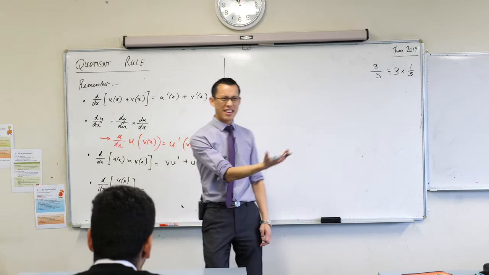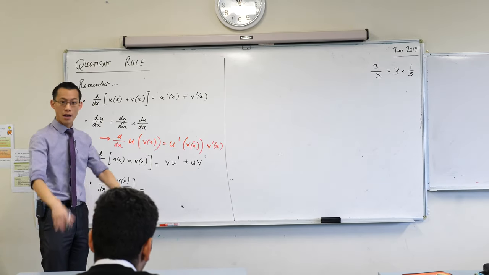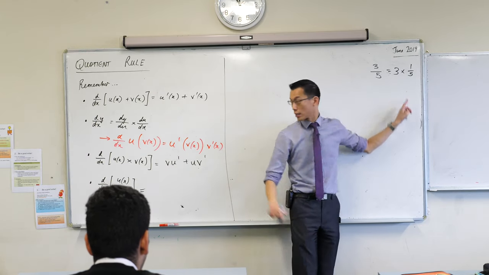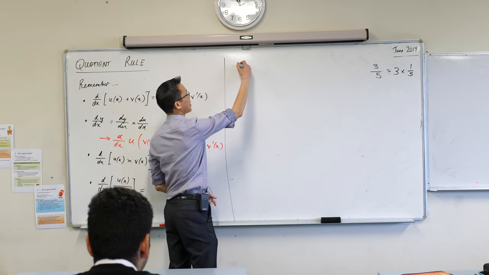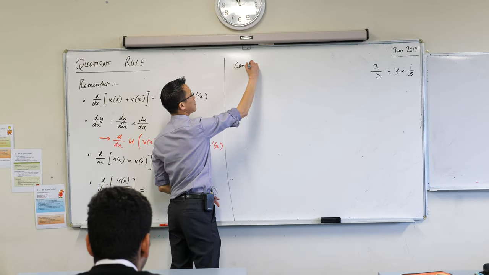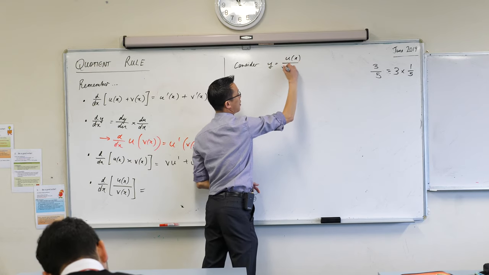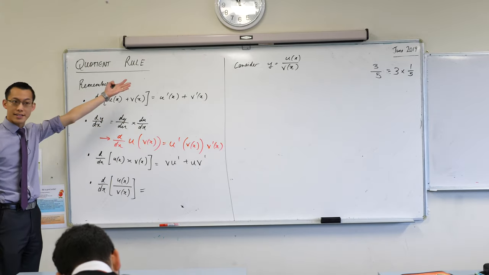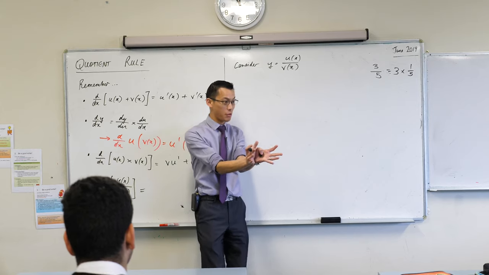Now you might think, well, that's a bit trivial, isn't it? Like, of course those two are the same thing. But importantly, I have changed a quotient into a product. I know how to deal with products. So let's have a go at this, right? I'm going to say, consider y being this over this. So I'm writing it as it starts, as a quotient, but now I want to rewrite that as a product because I can deal with products, right?